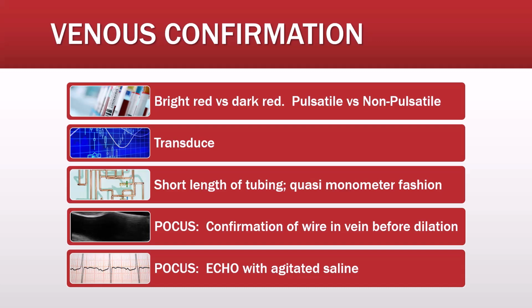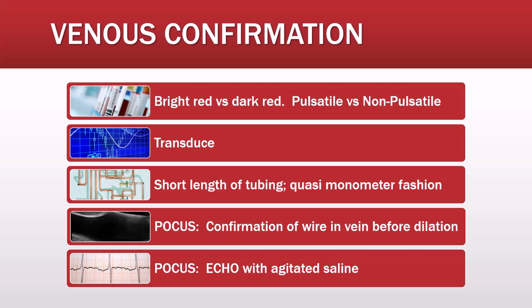Next would be the pulsatility of the blood. Pulsatile, thinking artery, versus non-pulsatile, thinking venous. Again, this is a good generalization, but please remember there are exceptions to the rule. We can see folks with pulmonary hypertension, high right atrial pressures, with pulsatile venous flow. And unfortunately, we can also be in the artery in a shock state or a coding situation, and that artery would not be pulsatile.